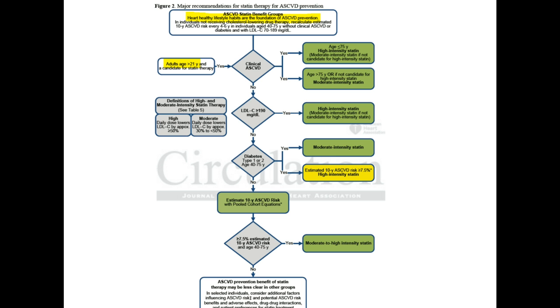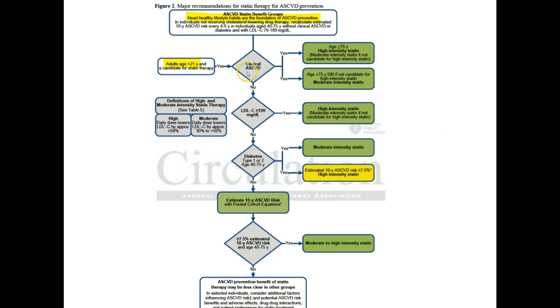It also is important to realize this is a very young group of people in whom we're considering starting statins. It really applies to all adults over age 21. Even though the majority of things focus on people 40 to 75 years of age, you really need to think about it in younger people, and if nothing else, getting them on lifestyle modification.